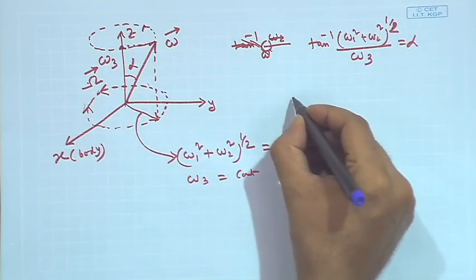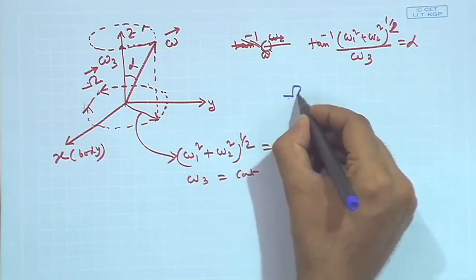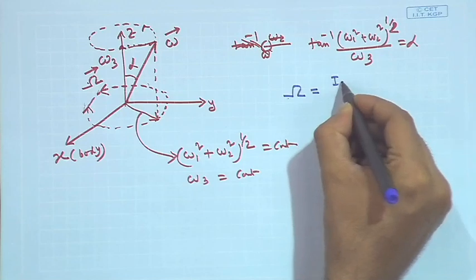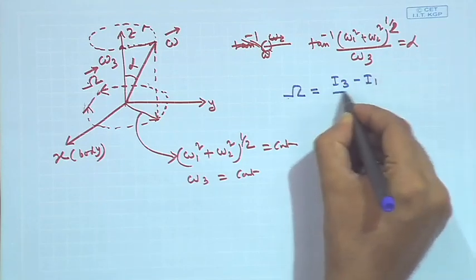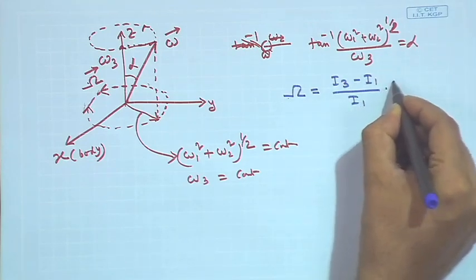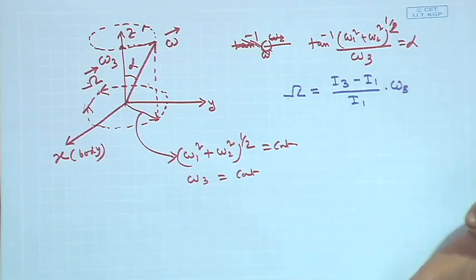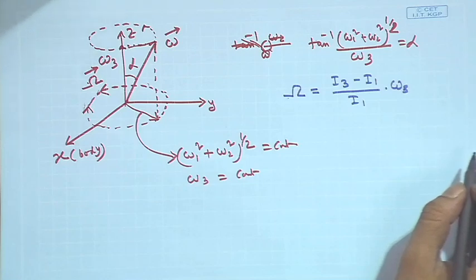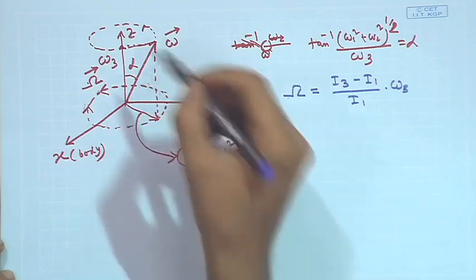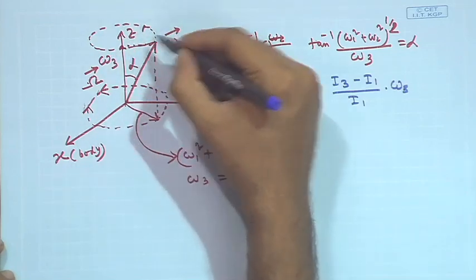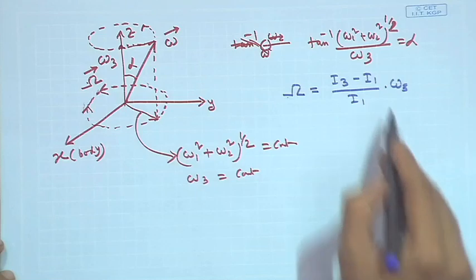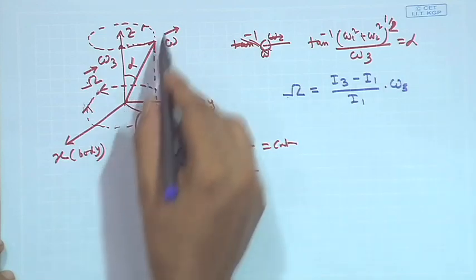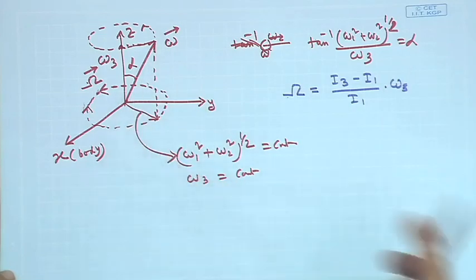Now, look at the expression of capital omega. Capital omega is given by (I 3 minus I 1) divided by I 1 times omega 3, right. So, we can put the numbers in here, and omega 3 is the angular velocity. Okay. Now, let us take a system which describes the situation.